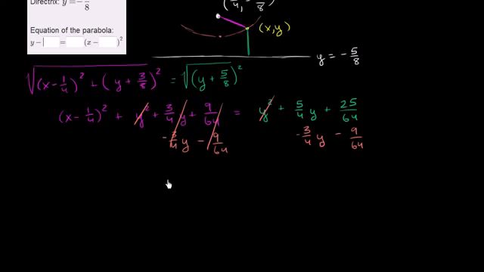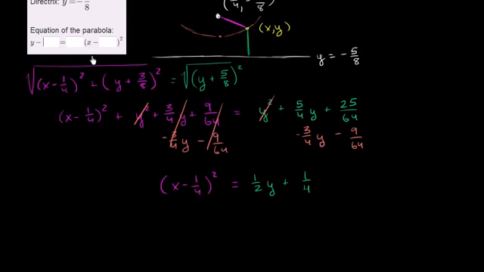Our left-hand side is just going to simplify to x minus 1/4 squared. And that's going to be equal to, let's see, 5 fourths minus 3 fourths is 2 fourths, which is the same thing as 1/2 y. And then 25/64 minus 9/64 is 16/64, which is just the same thing as 1/4. So it's going to be plus 1/4 there.